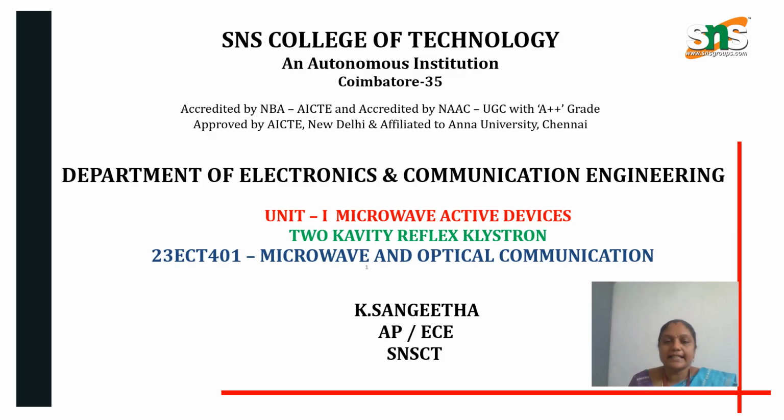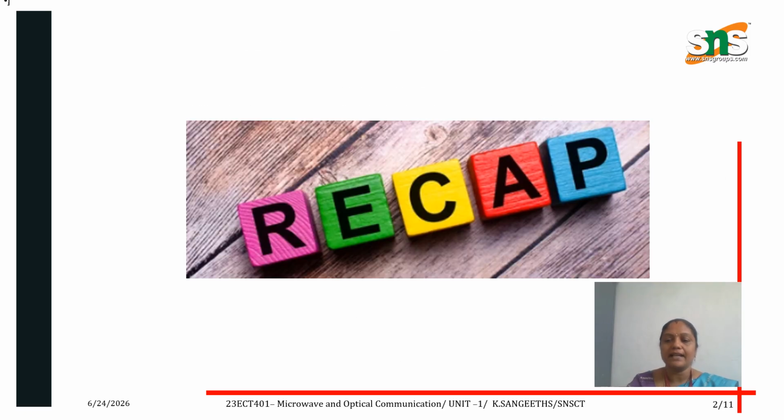Today we are going to discuss about two cavity reflex klystron. Before that, let us have a small recap about the previous video session. In the previous video session, we discussed about a reflex klystron. Reflex klystron is a microwave oscillator that generates microwave signals using velocity modulation and a repeller electrode to reflect electrons back through the cavity. So this is the working principle of reflex klystron.